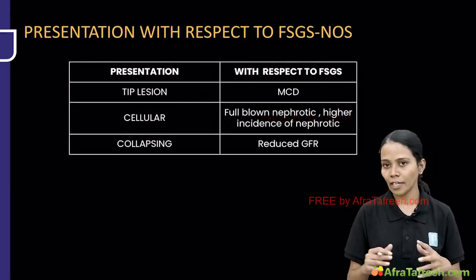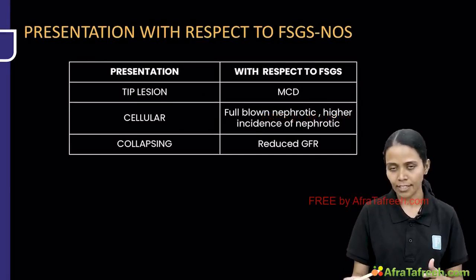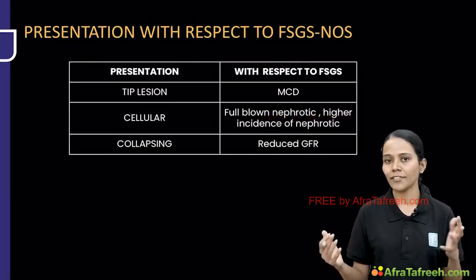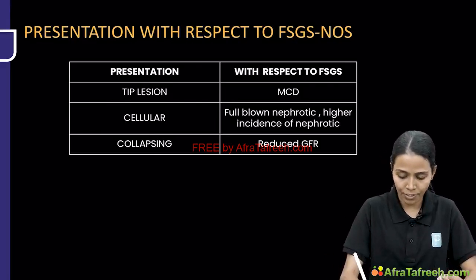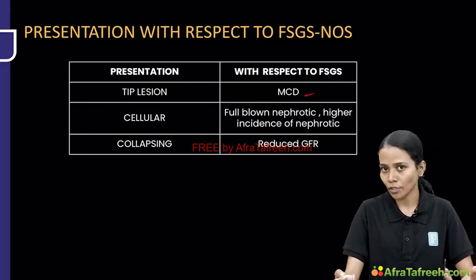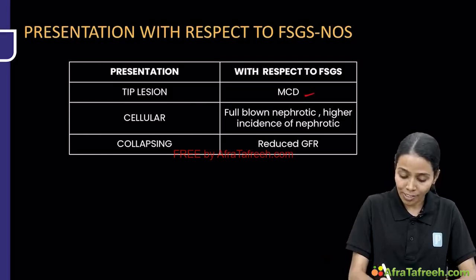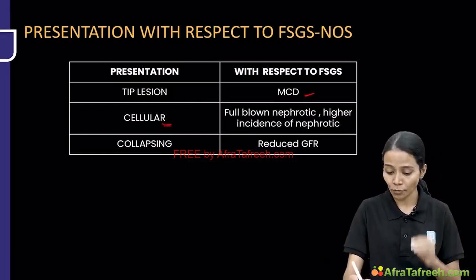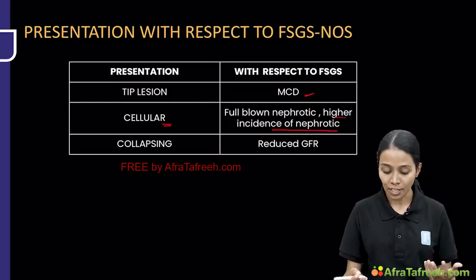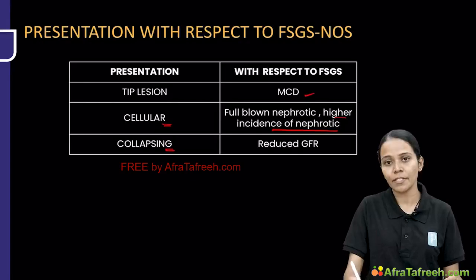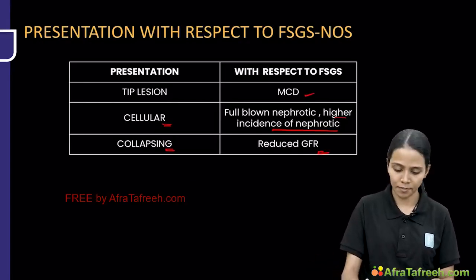Now, there are different types of classification of FSGS. I'll come to it in the next slide, but each type has a different presentation. For example, tip lesion is like minimal change disease, that is abrupt onset of nephrotic syndrome and severe edema and all that. Then there is a variant called cellular variant, which presents as full-blown nephrotic syndrome and a higher incidence of nephrotic presentation. Whereas the collapsing variant mainly presents with increased creatinine. As we go on, I'll discuss more about this.